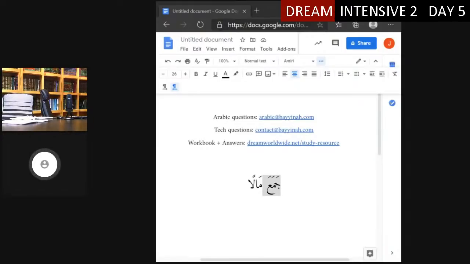Mavish, 69 is already on the screen. I just finished explaining that one. Number 46, let's see. Number 46, the word la at the beginning is a harf. It's not an ism.